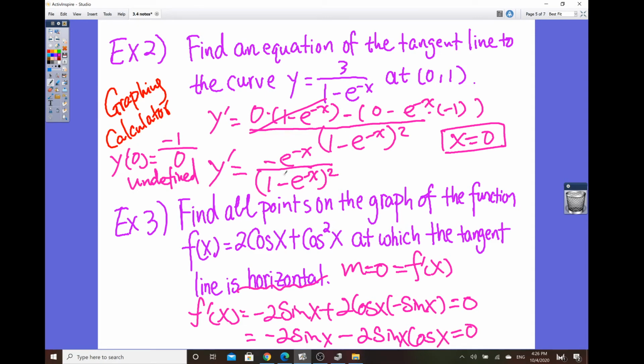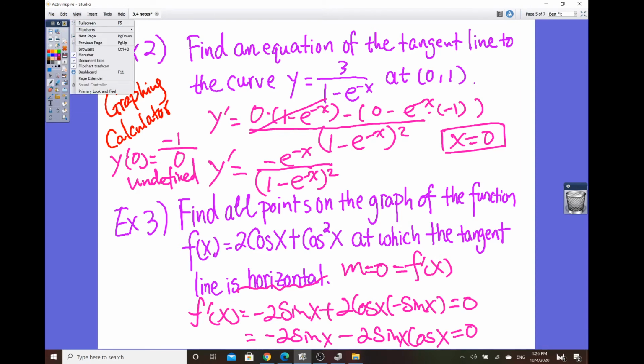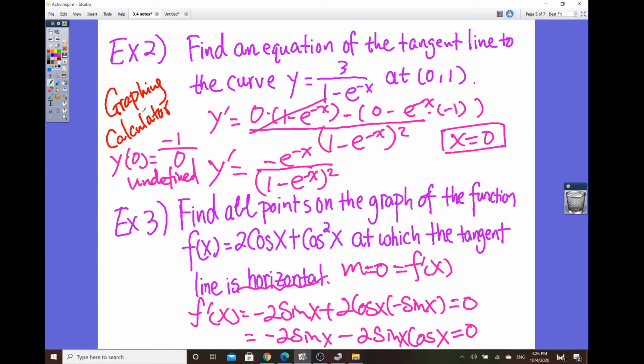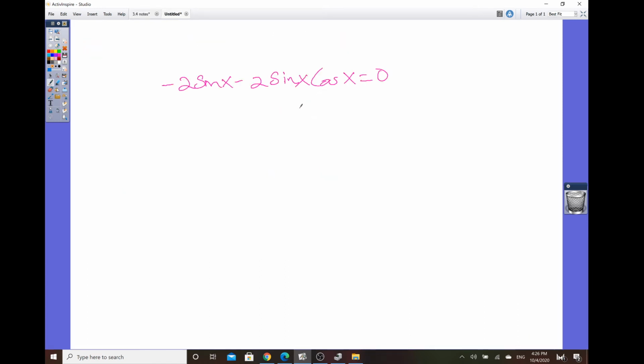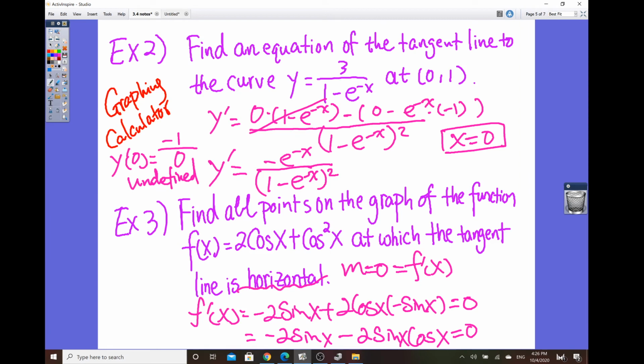So now let me open up the new slide here so I can just solve for x. Okay, let's just go back. So negative 2 sine x minus 2 sine x cosine x. Again, we want to find out the what? The points. All points, okay? So that means we need to find out the x, y value. So let's just solve for x first. Once we solve for x, we can just plug in the number back to the original equation and solve for y. And let me take a look at that, the original function here: 2 cosine x plus cosine square of x.